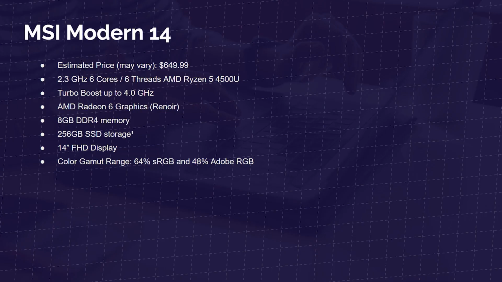The Modern 14 comes with the Ryzen 5 4500U, 2.3 in the base, 4.0 on the turbo, 6 cores, 6 threads, 8 gigs of RAM, 256 gig SSD, 14-inch Full HD display with 64% sRGB and 48% Adobe RGB. This is a $650 laptop. I really like this laptop. Great for on the go. Like I said, good build quality. It's a good pick for sure.